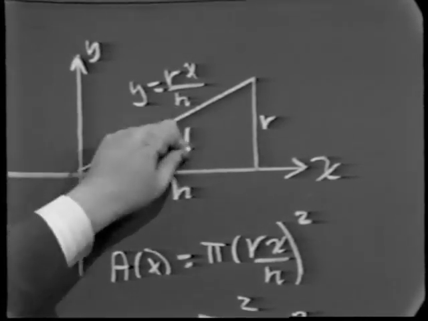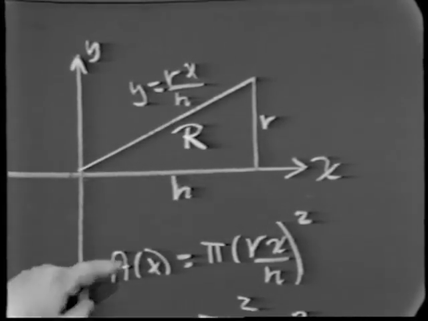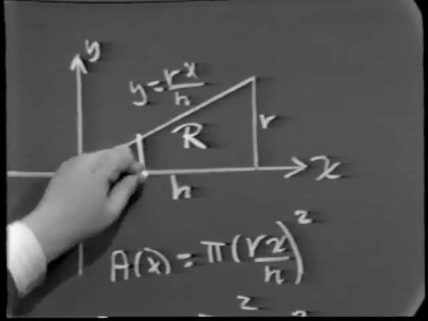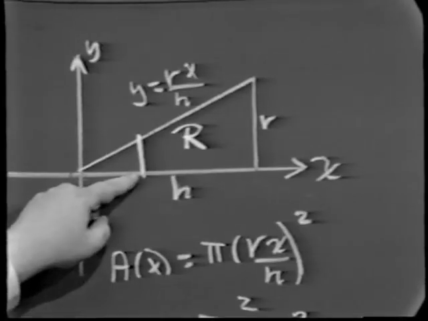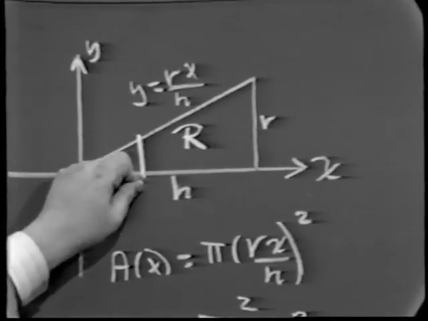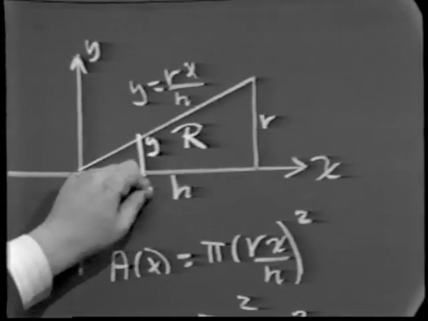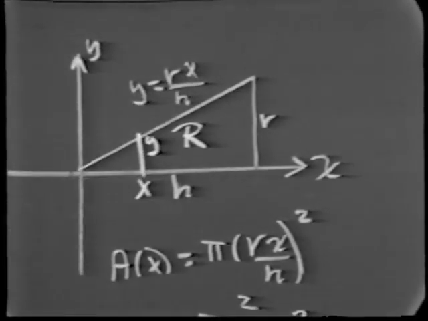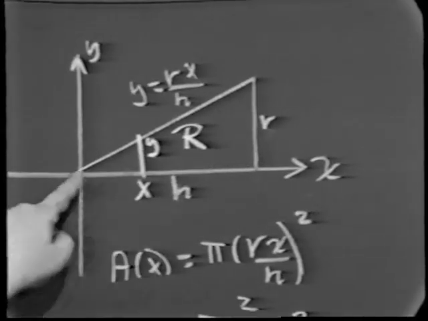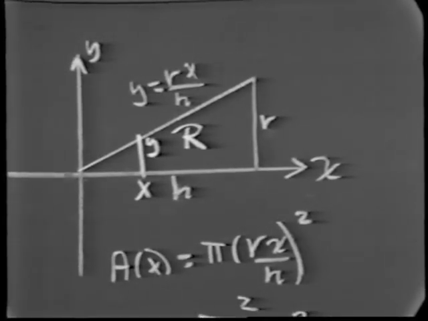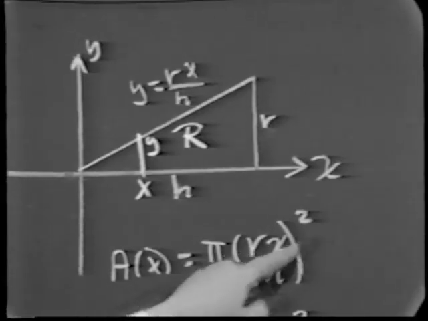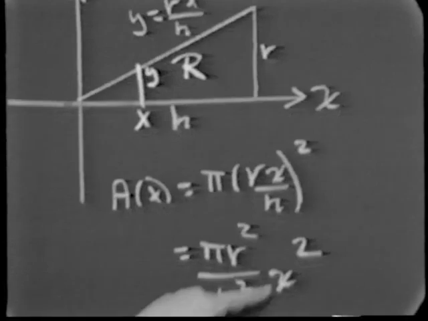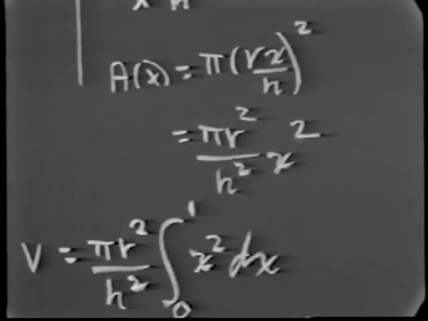Namely, we take this particular region R, and notice now if we revolve this about the x-axis, let's see, the cross-sectional area will be what? Well, it's a circle of radius y. For a given value of x, y is equal to r times x over h. See, the slope of this line is r over h, and it passes through the origin here. So the cross-sectional area is y squared times pi. That's pi r squared over h squared times x squared.